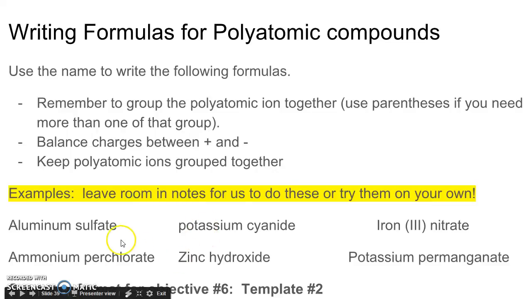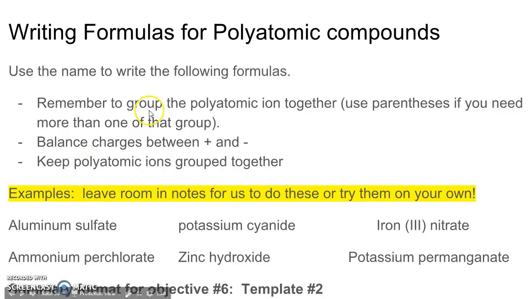So leave room in your notes for these 6 examples, and we're going to do more examples in class, but leave room for these so that you can specifically write these down. If you want to try them now, go for it, and then we can compare how you did with what we talk about in class, and we'll see if you understand how to do the polyatomic ion compounds.